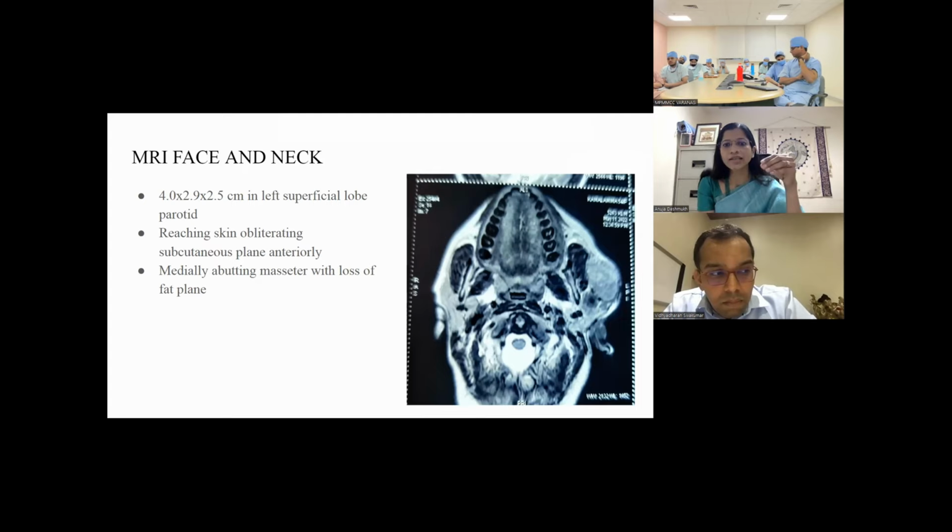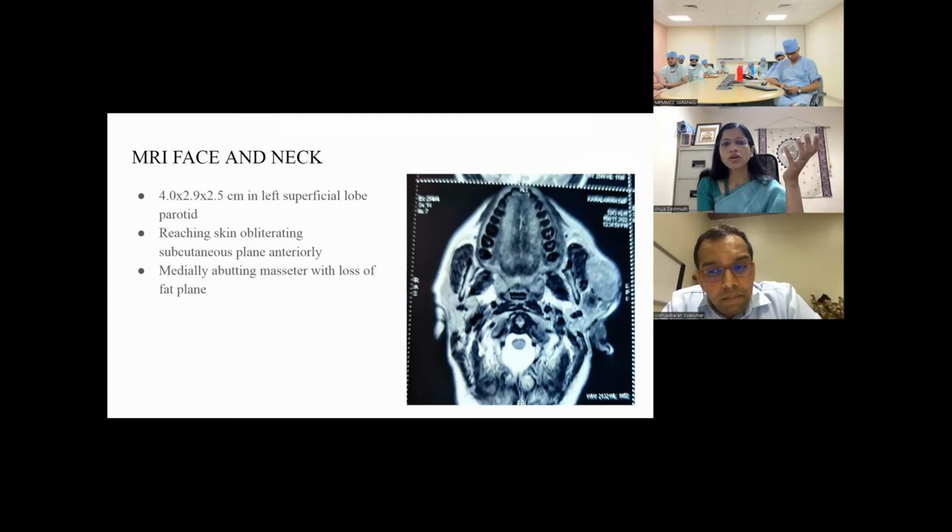So it all depends, and even the grade of adenoid cystic carcinoma matters. There are three grades. If the patient has a more solid component, more than 30%, this patient is more likely to have aggressive disease and aggressive biology.